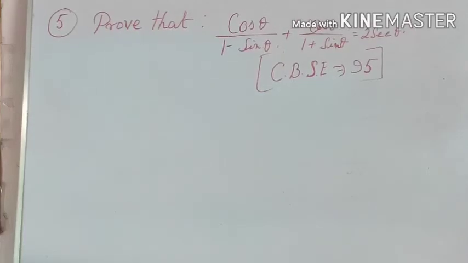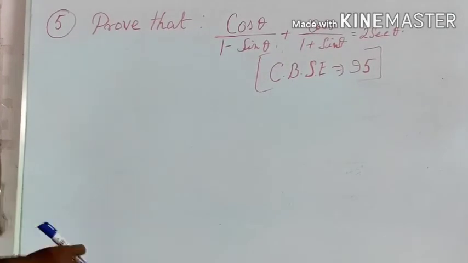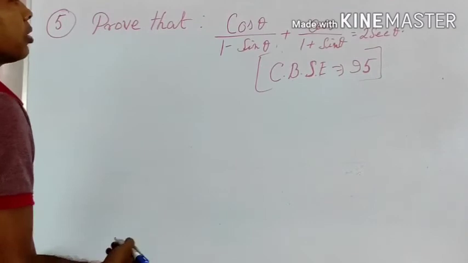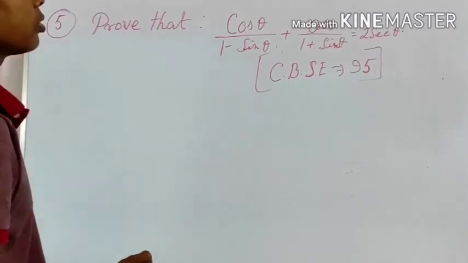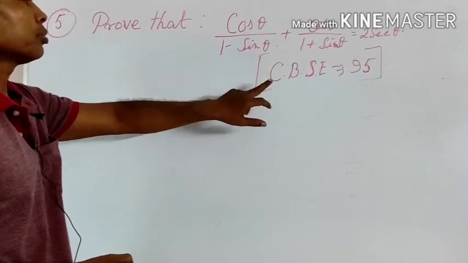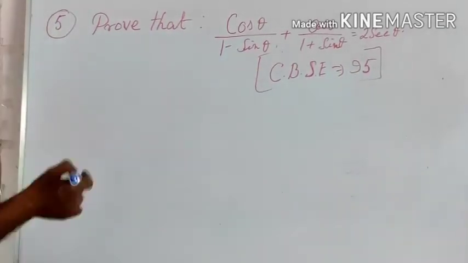So CBSE class 10 question number 5, prove that cos theta by 1 minus sin theta plus cos theta by 1 plus sin theta is equal to 2 sec theta. This question has come from CBSE in the year 1995. So this is an important question.